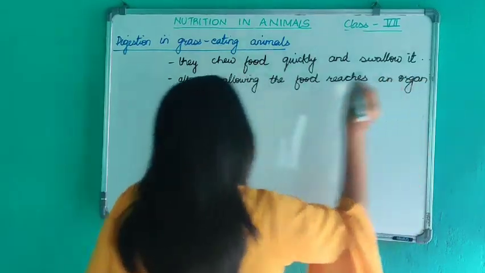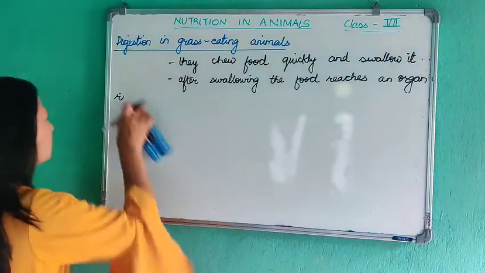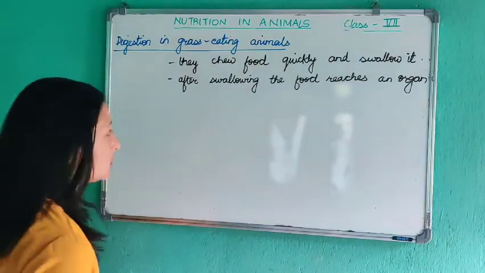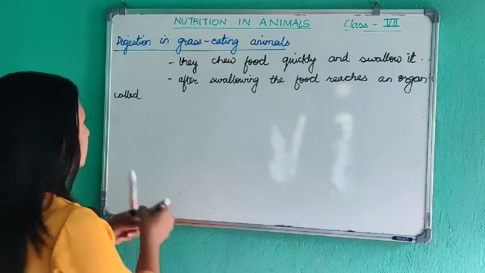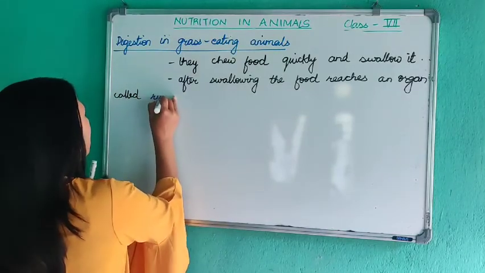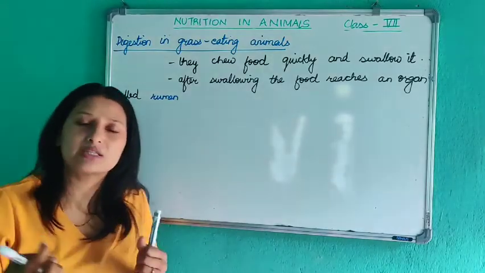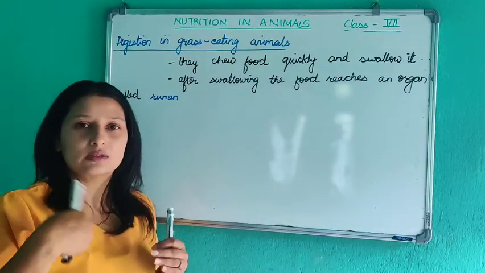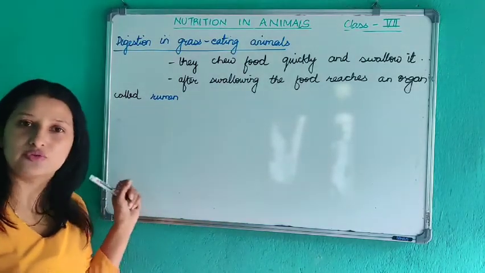Okay, an organ that is known as rumen, called rumen. So after swallowing that food, है, छिटो मज्जाले चबाएको हुँदैन, छिटो चबाएर सटसट निलिहाल्छ. निलेपछि चाहिँ rumen मा पुग्छ त्यो food.